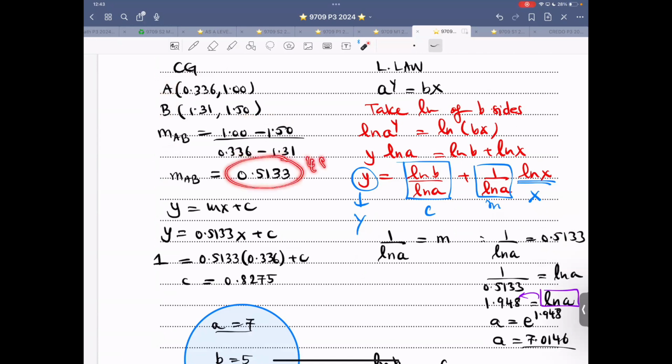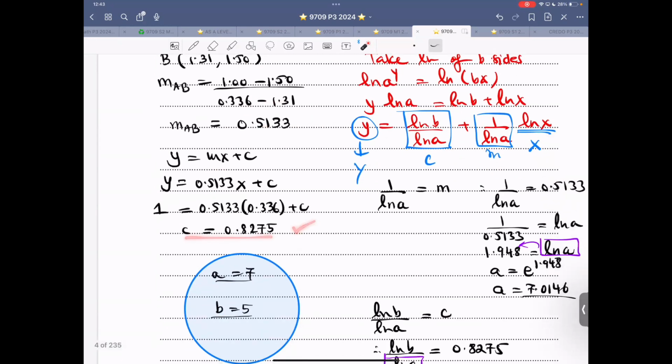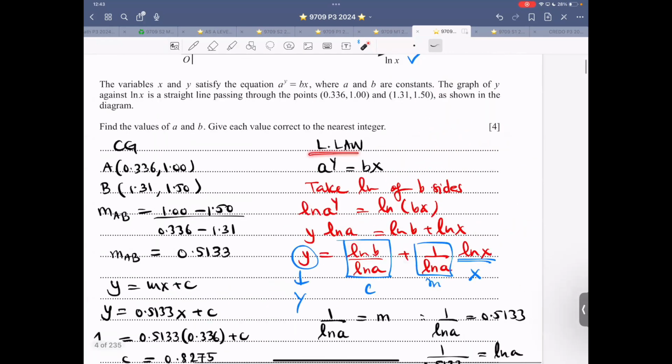Now I'm working in 4SF. Plug this value in place of the gradient. Plug in any point; I plugged in the first point. I evaluated c, again in 4SF. And then the linear law part starts.